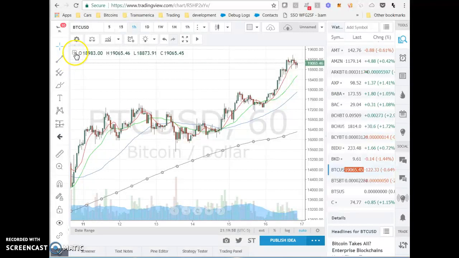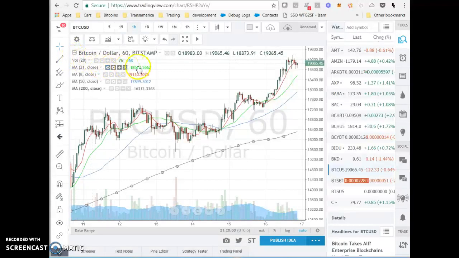And with that, where I could know that if I highlight this here, you can see, my red is 8, green is 21, blue is 50. The last one, I guess that's a gray or black, is 200. So these moving averages, again, are just indicators to help traders reach a point. So let's just look at this 8-day. The 8-day is a shorter moving average, and it's tracking the price.